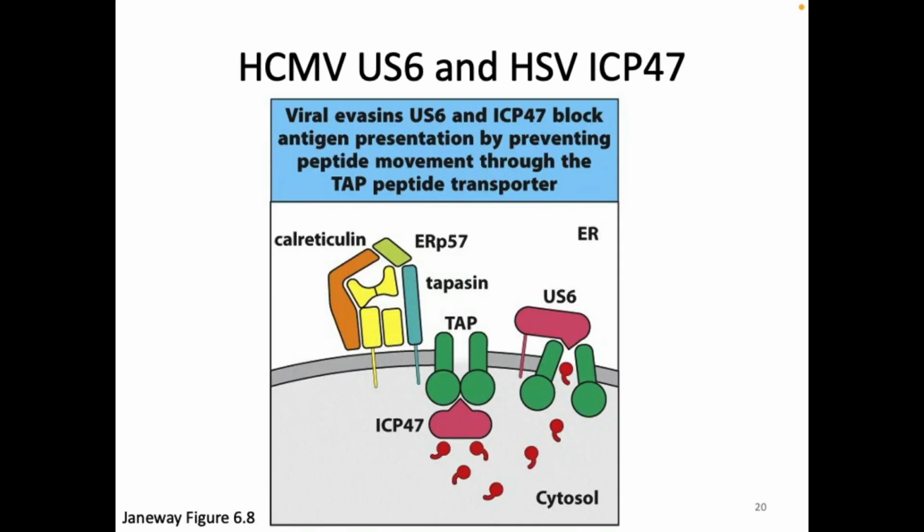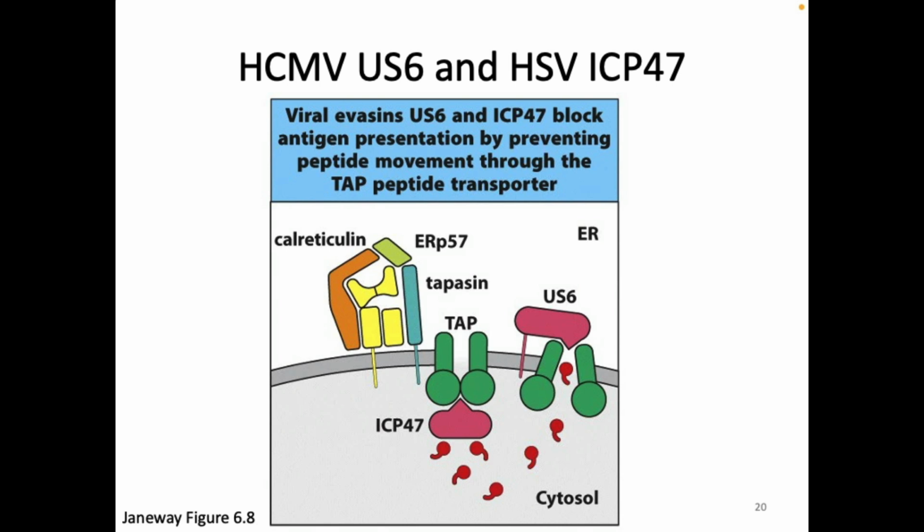Some other really famous examples of viruses evading MHC class I are done by two viruses shown here. They're both types of herpes viruses. HCMV has a protein called US6. Herpes simplex virus, HSV, has a protein called ICP47. I'm never going to ask you to name these proteins, but understanding the process of how they're evading is important and cool.